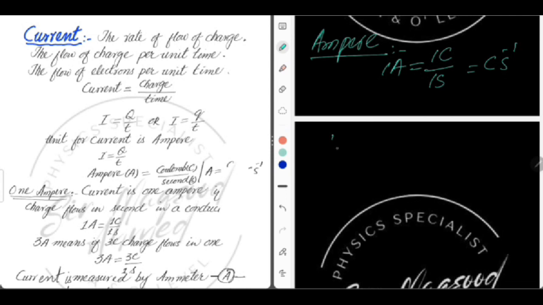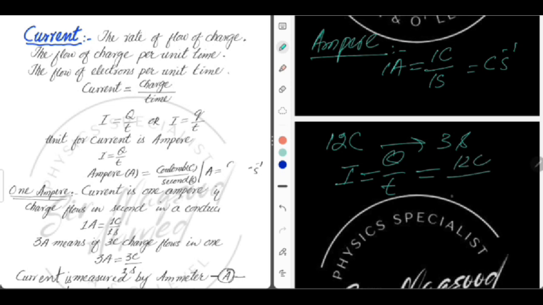Let's discuss an example. If 12 coulomb charge passes through any conductor in 3 seconds, find the current in ampere. To find the current in ampere, we use the formula I is equal to Q over T. Here Q is 12 coulomb and time is 3 seconds. So our answer is 4 coulomb per second. 4 coulomb per second means 4 ampere.